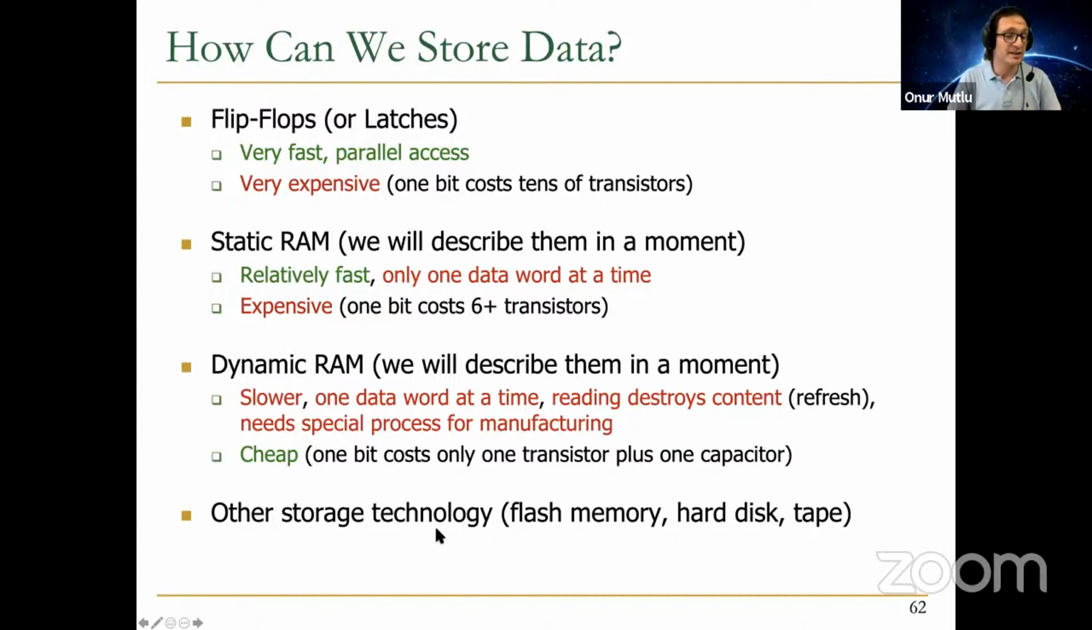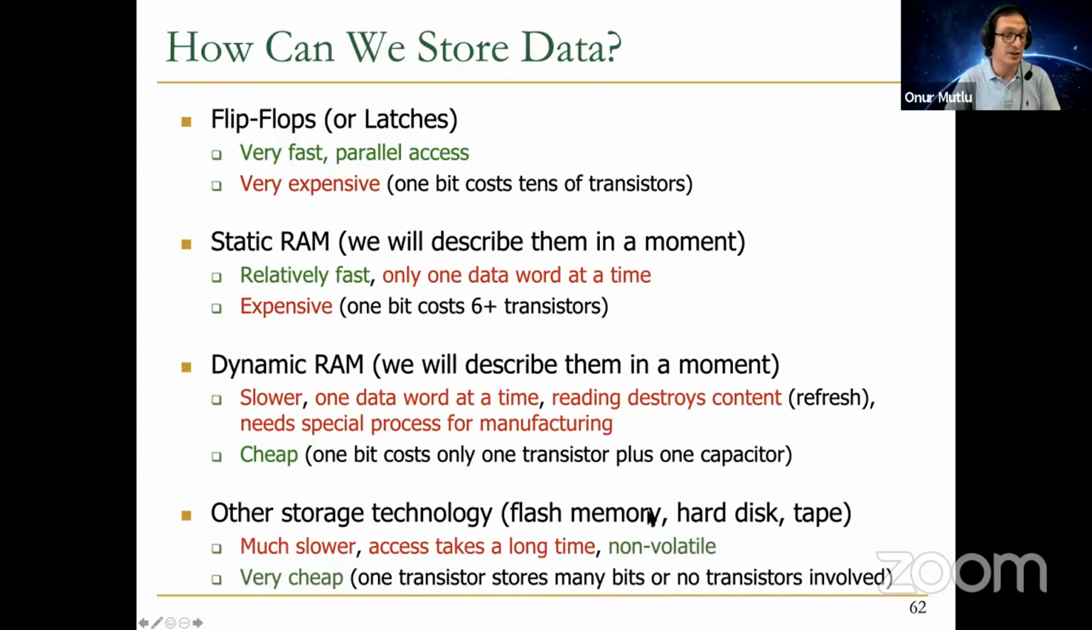Okay, and there are other storage technologies that we're not really going to cover in full, but this hierarchy actually continues. These are much slower, access takes a long time, but the big advantage of these technologies is that they're non-volatile. So whenever you turn off the power, they can retain data inside them for years. As a result, they're good for long-term storage as opposed to short-term working memory, right? And they're also very, very cheap.